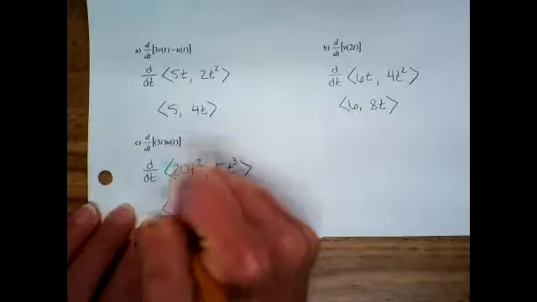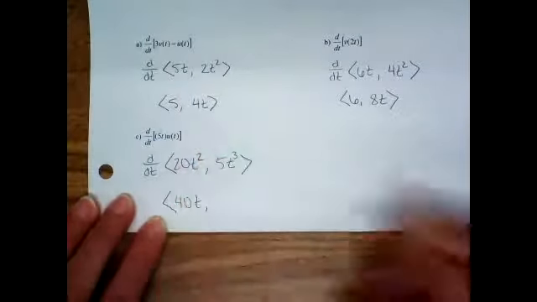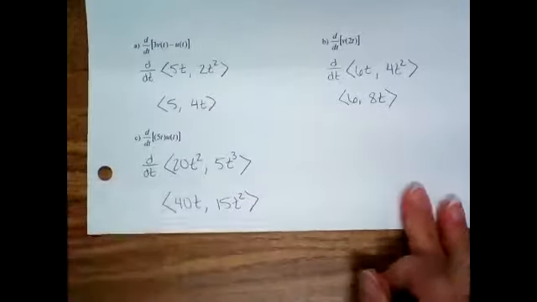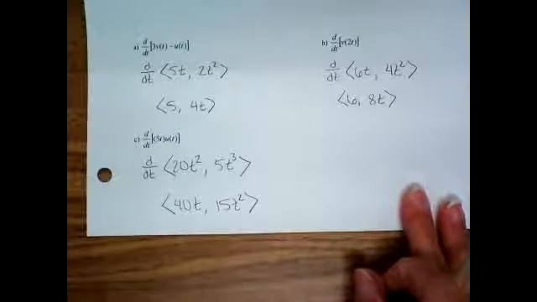All right, and then you do the derivative of that. So that would be 40t and then 15t squared. Again, a derivative is still a derivative, an integral is still an integral. We're going to do the integrals on this side. None of that's changed. They're just vectors, which is really like parametric. You have an x function and a y function in terms of t.